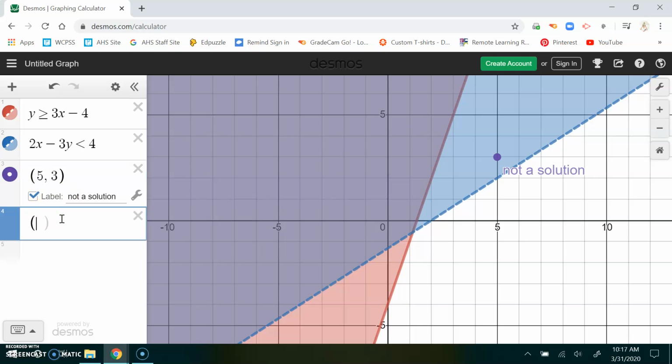example. If I look at the point 0, 5, I can see that that point up here is in the purple area. Thus, it is a solution.